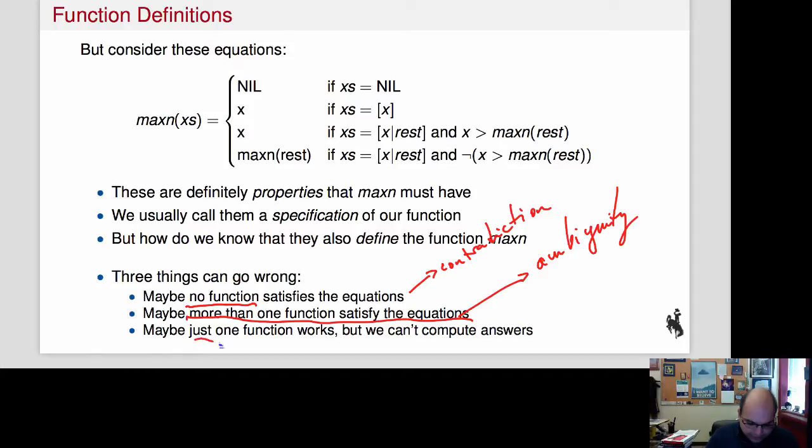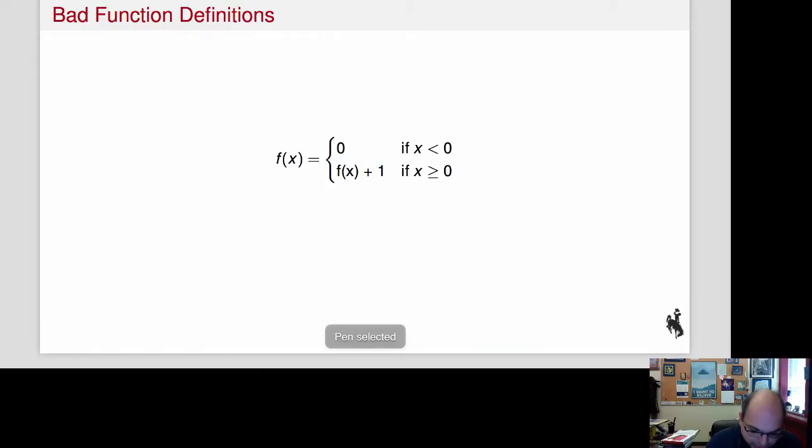Now, the final kind of condition is this. Maybe there's only one function that works, so we actually know what function we're talking about. But the problem is that we can't compute the answers because the way that the specification was written, it is inherently uncomputable. Okay, so I'll give you some examples of that so you can see what I mean. Here's the first example: f of x is equal to 0 if x is less than 0. So this is case 1. But look at case 2. f of x is equal to f of x plus 1. Okay, this can never be true.